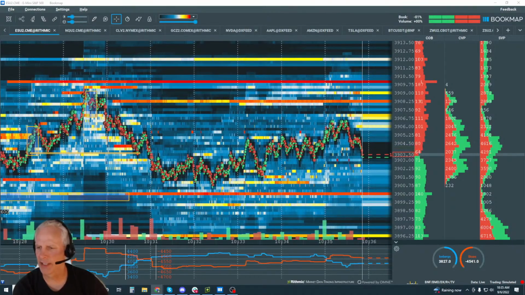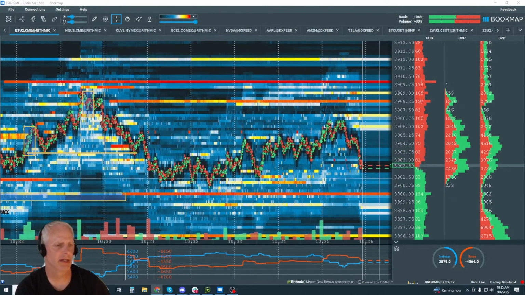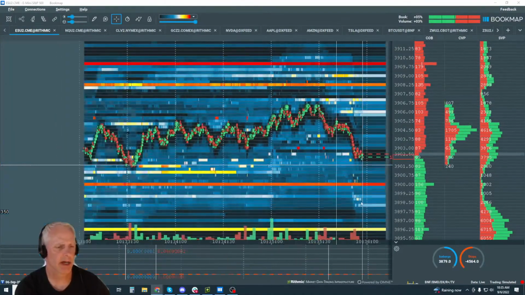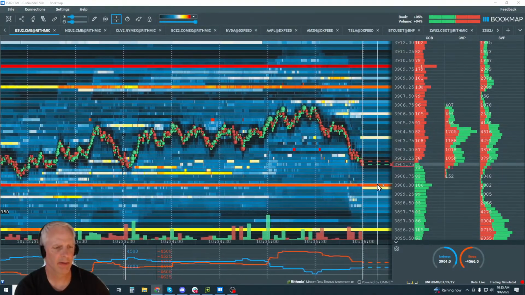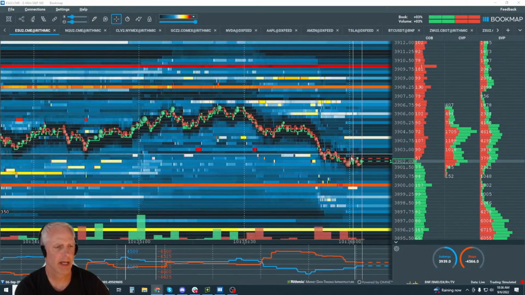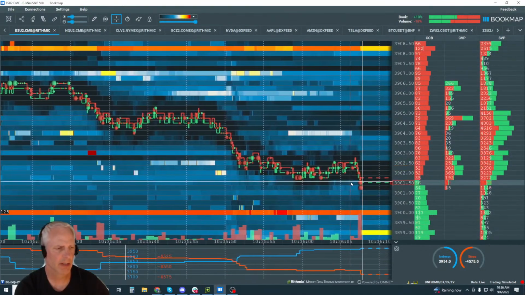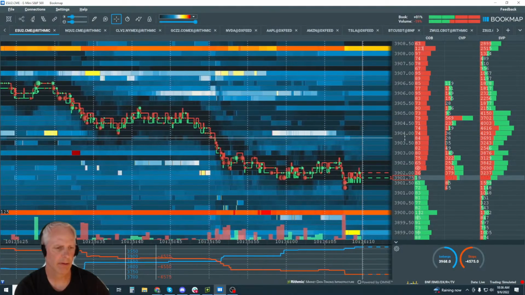NVDA, sure, we can take a look at NVIDIA. Staying in the book, Nick, is meaning that the liquidity, like at 3,900 here, there's 186, 187 contracts, whatever. Are they staying in the book, and are they going to get filled? Okay, that's what we want to determine.